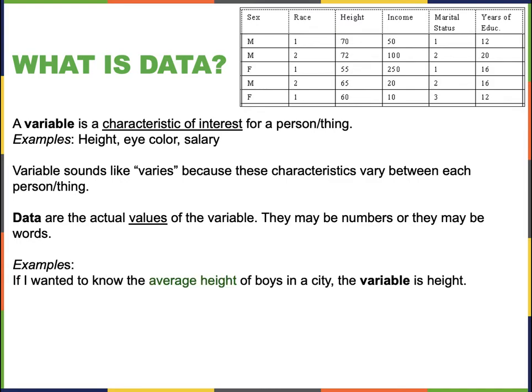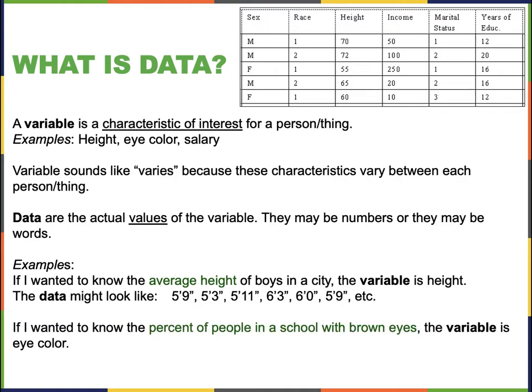So here's some other examples of the difference between variable and data. If I wanted to know the average height of boys in a city, the variable is going to be height. But the data might look like this. It'll literally be the different heights that I collect of all the boys in that city, such as 5'11", 6'3", 5'9". Those are all data values.